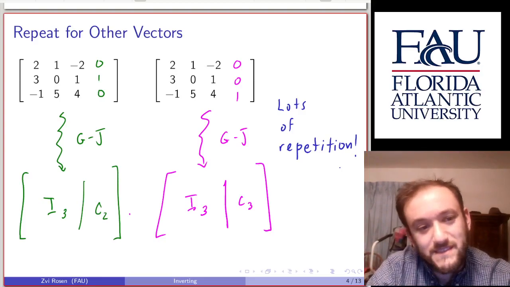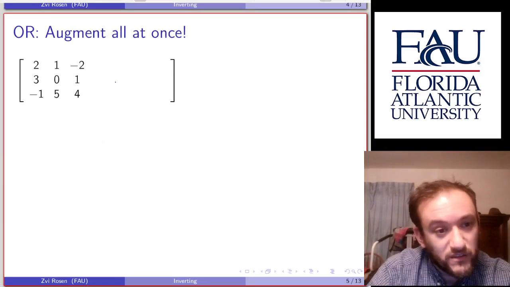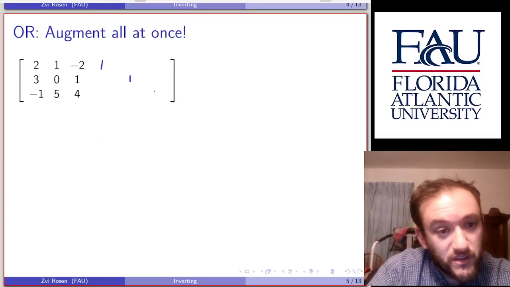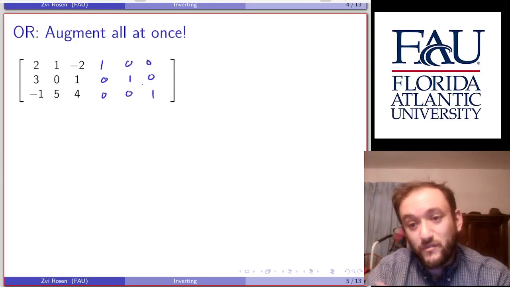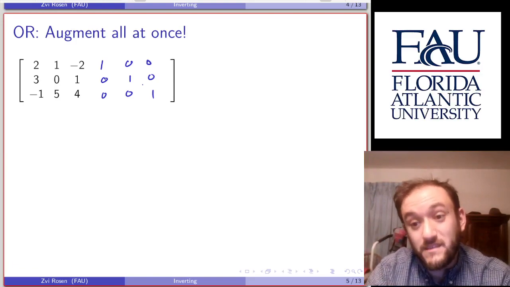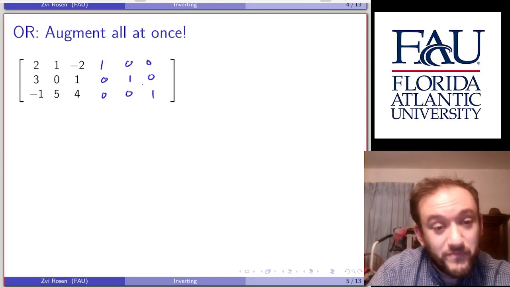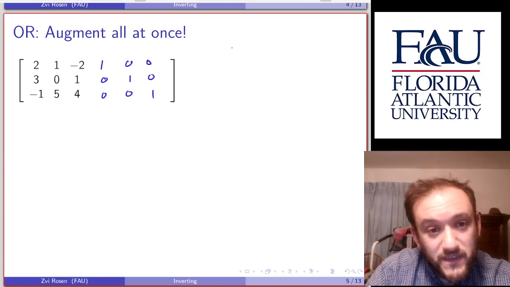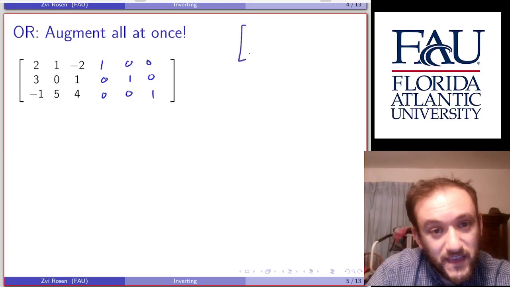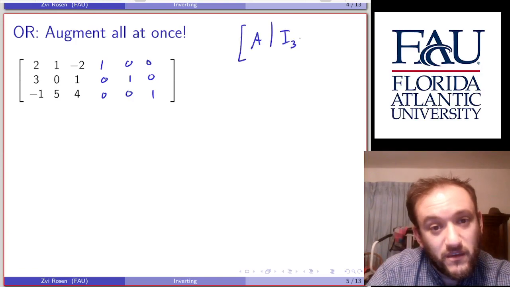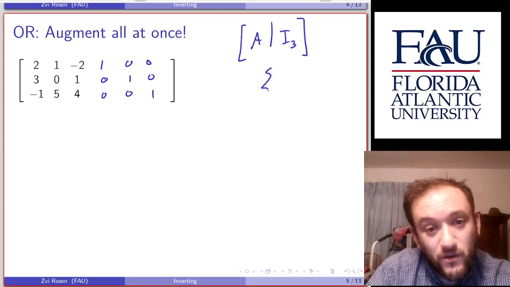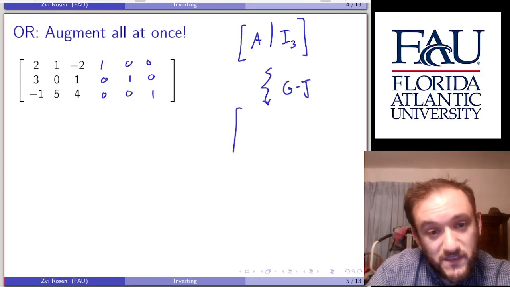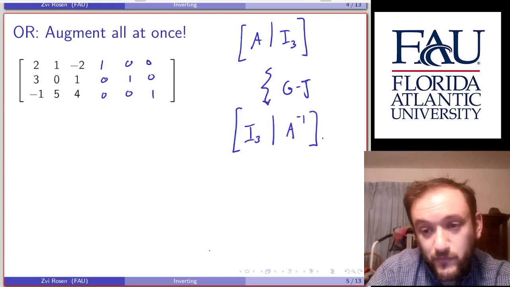So what we can do instead is augment this matrix all at once. We'll just put a copy of the identity matrix here. Okay, this corresponds to solving for C1 and C2 and C3 all at the same time. And when we do this, essentially we're starting with something that looks like A, I3, and we're going via Gauss-Jordan elimination to something that looks like I3, A inverse.